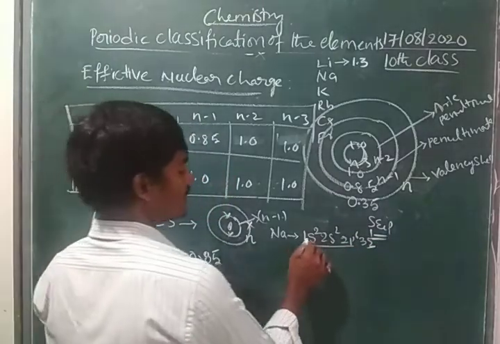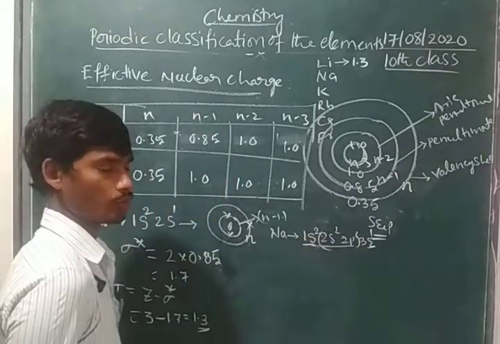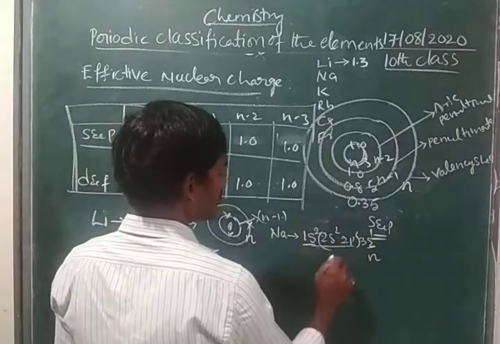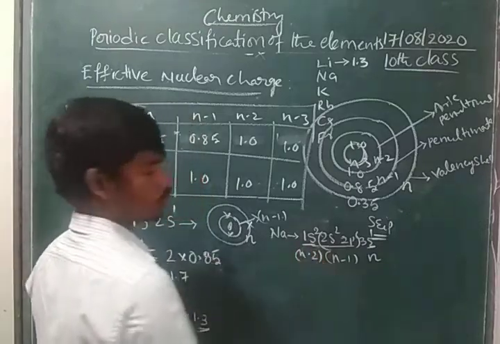See children, this is one of the groups. Then we have to consider this as one of the groups, 1s. See here, not like 2 electrons. This is the last shell, this is n minus 1, this is n minus 2.